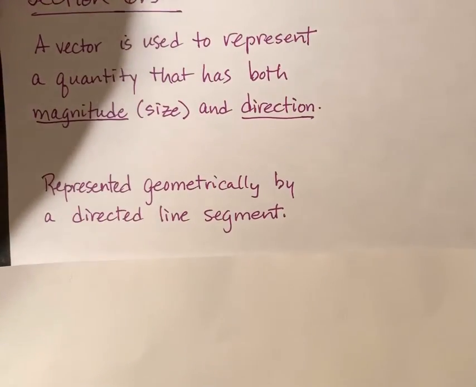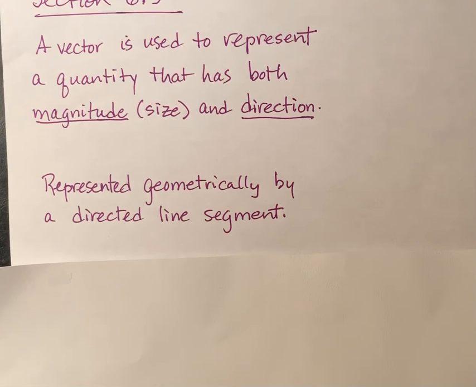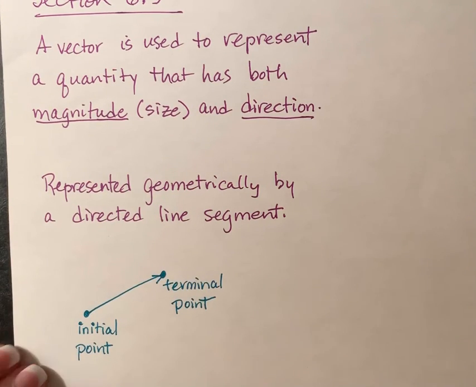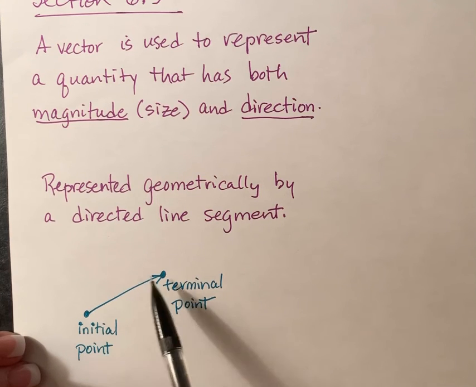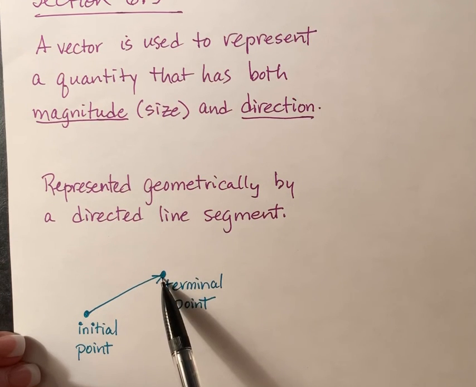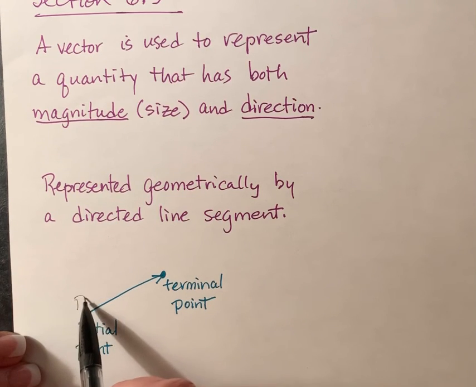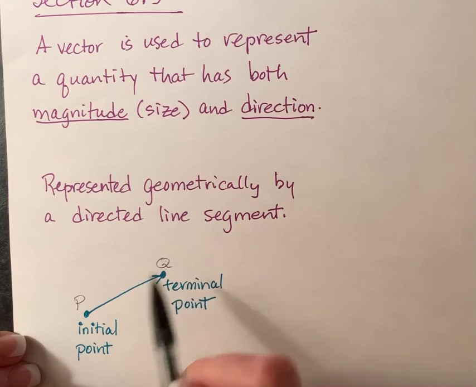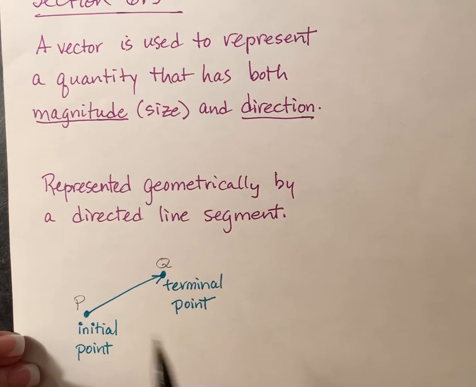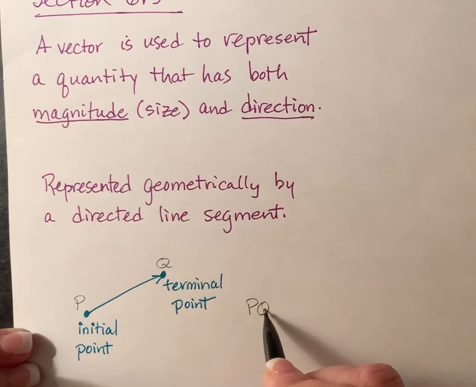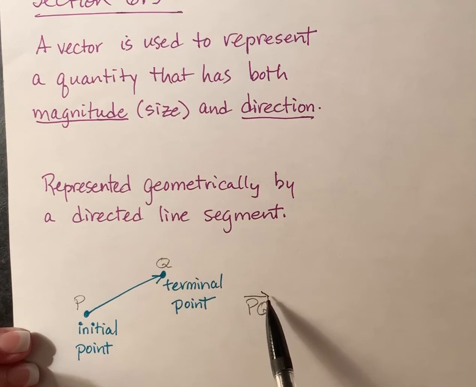A vector is represented geometrically by a directed line segment. So that means you have an initial point and you have a terminal point, and then that would be the direction of it. If you know the names of the points, say this is point P and this is point Q, you can call this vector PQ. Write the initial point first, then the terminal, and then you need to write the vector symbol above it, which looks like an arrow with half of one of the little parts to it.